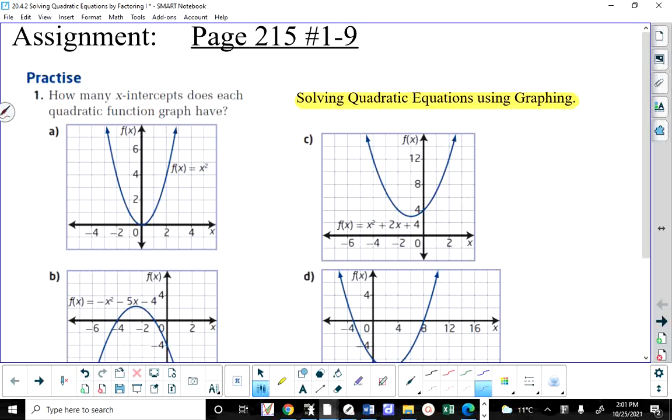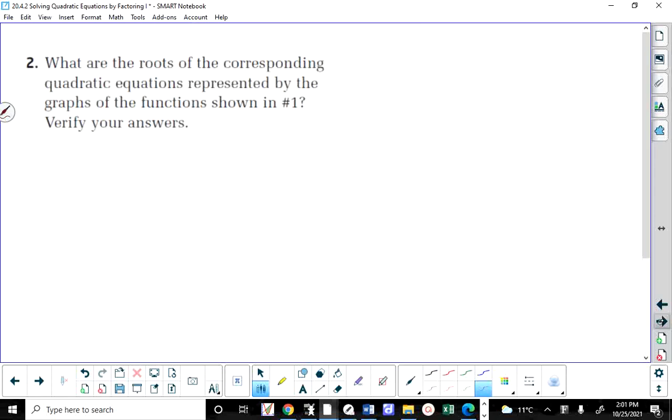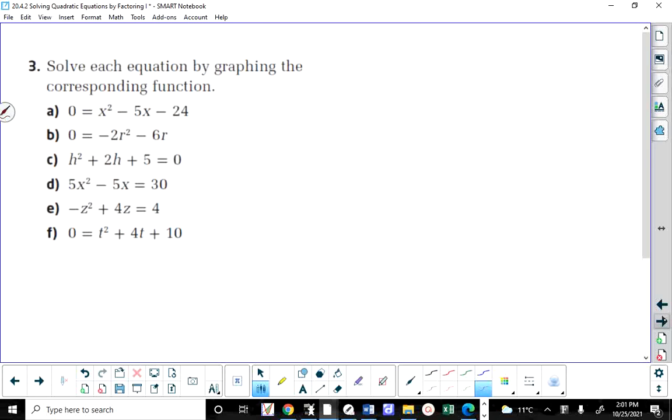And this logic that we're using here to solve these quadratic equations using the method of graphing is the same as the logic you would use to solve any equation using the method of graphing. If you have an equation that is equal to 0, well, we'll just pick one. If you have an equation like, I'm going to pick on E, negative z squared plus 4z equals 4.